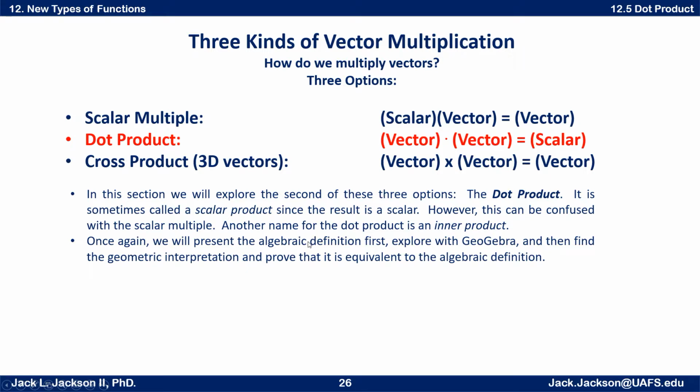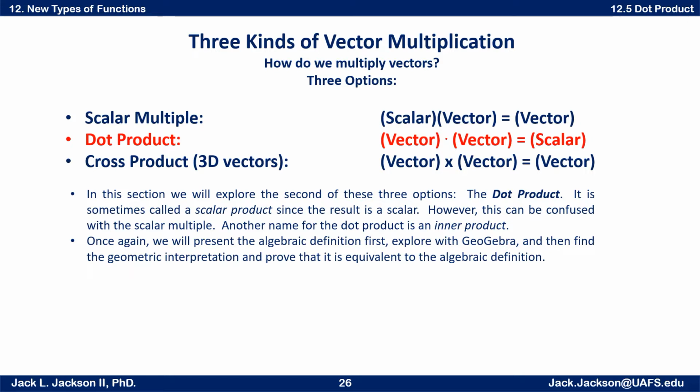Sometimes people call the dot product a scalar product because the result is a scalar. I don't particularly like that because I think it's confusing; they might confuse that with the scalar multiple, which involves a scalar times a vector, giving a vector output. So I prefer not to use that. Other times, some people call a dot product an inner product, but we're going to call it a dot product, which is probably the most common.